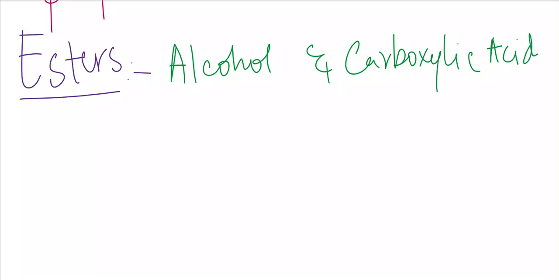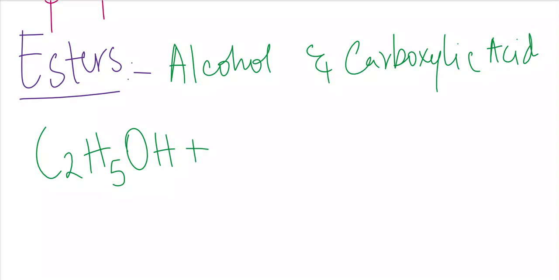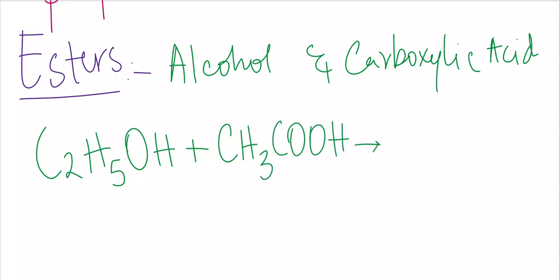So for that reaction we have the example when alcohol and carboxylic acid react together to form an ester, that is ethyl ethanoate. The alcohol that we use here is ethanol, C2H5OH, that will react with the carboxylic acid, which is ethanoic acid, CH3COOH. So when they react together, what will happen?